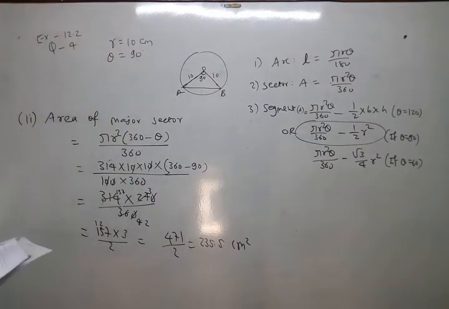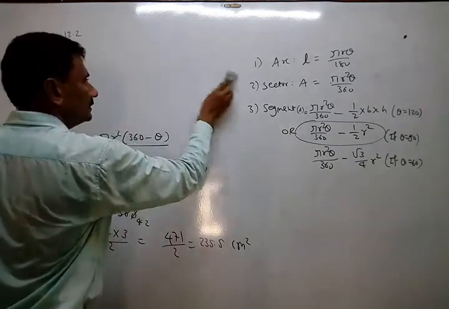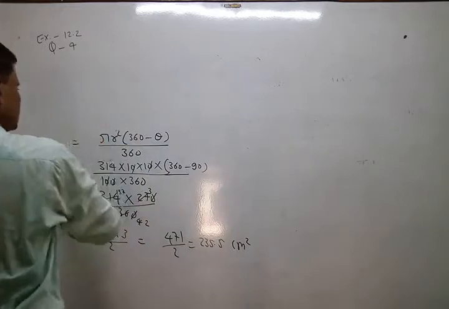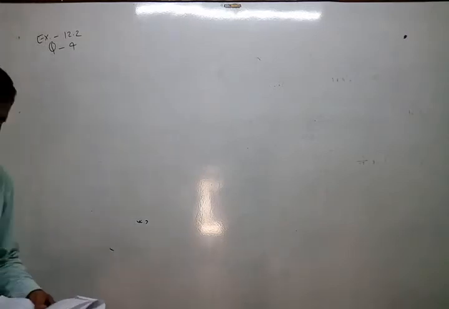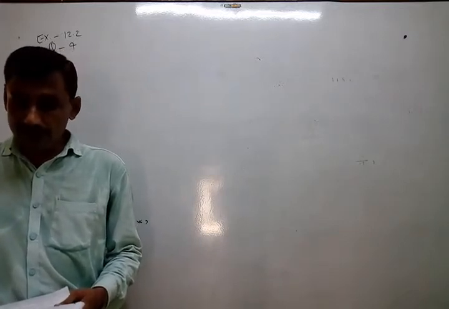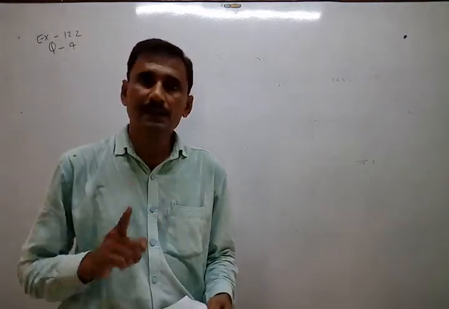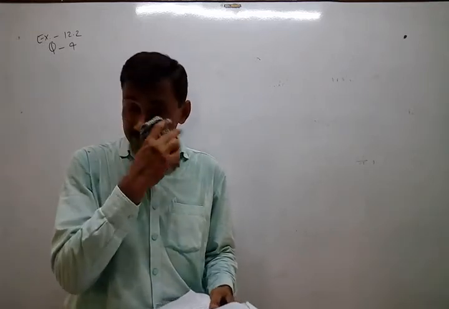Now next, question number 5. If a circle of radius 21 centimeter and an arc subtends an angle of 60 degree, find the length of the arc. Length of the arc is pi r theta upon 180. So everything is given, r is 21 and theta is 60.